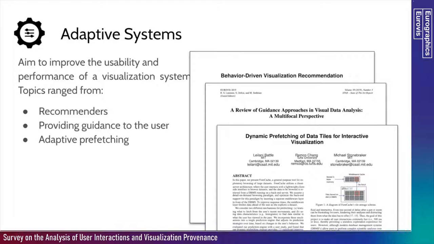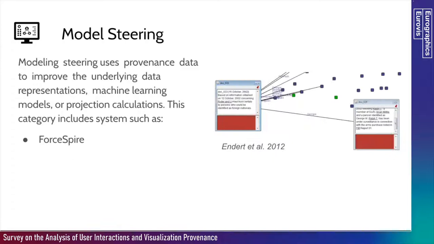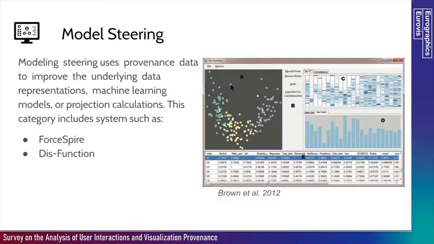Another category that we observed was model steering, and here researchers use provenance data to improve the underlying data representations or the machine learning models. This category includes systems such as Forcespire that uses semantic interaction, and Dis-Function that uses direct manipulation to adjust the projection calculations for high-dimensional data space.